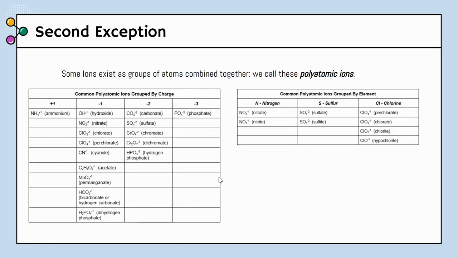The second exception to the rule is that some ions exist as groups of atoms combined together, and we call these polyatomic ions. There's one that is a cation, that's ammonium over here on the left. You can see that the cation here is NH4 with a +1 charge, and there are a whole bunch of these. These you will also have for reference throughout this unit, so no need to memorize, but we will talk about how to use them in just a moment.